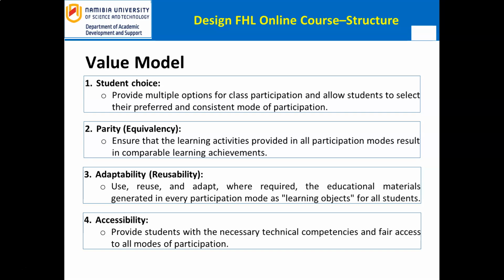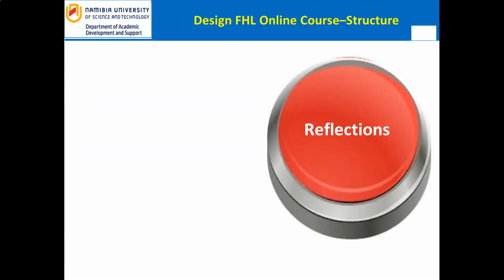Let us reflect now. This lecture covers the aspects of planning of the Flexible Hybrid Learning (FHL) model at NUST, highlighting 4 key values: student choice, parity, adaptability, and accessibility, and discusses 2 types of students, on-campus and off-campus, their strengths, flexibility, access to resources, personalized learning, and weaknesses, time management, technical needs, and self-discipline.